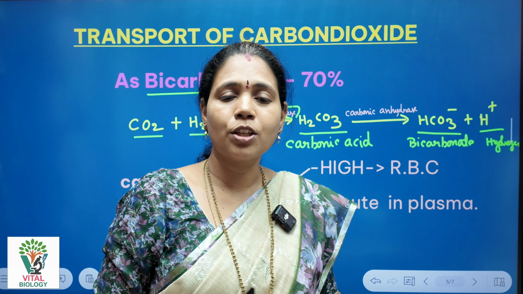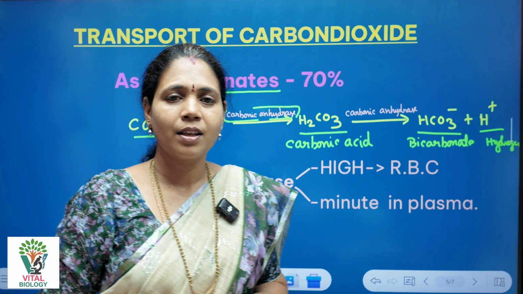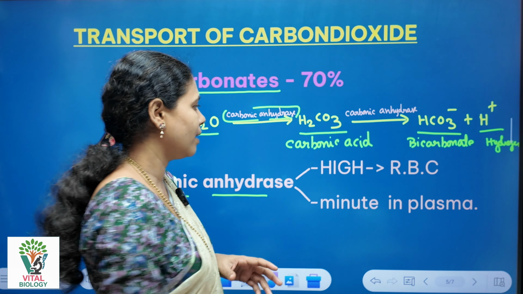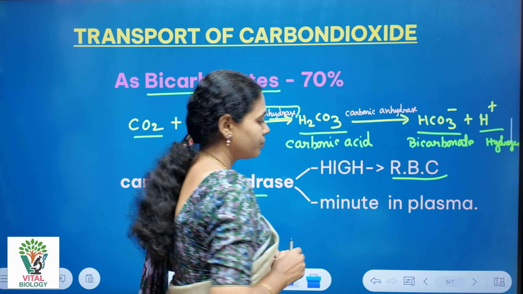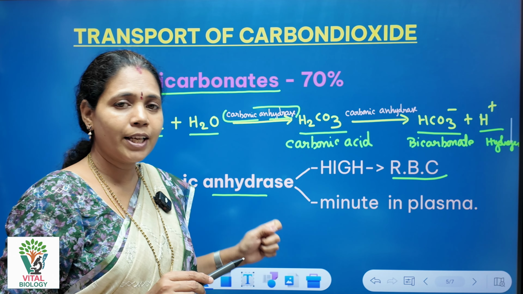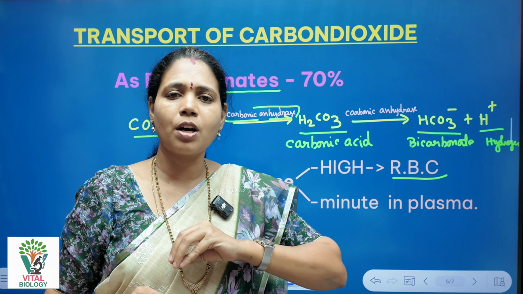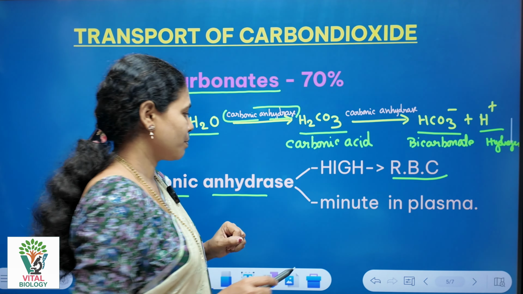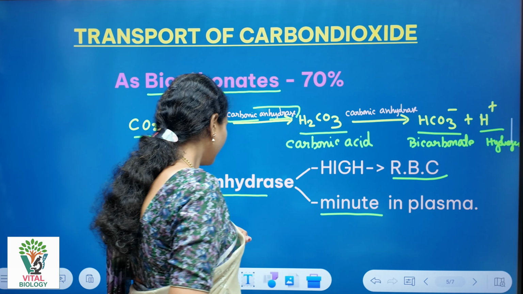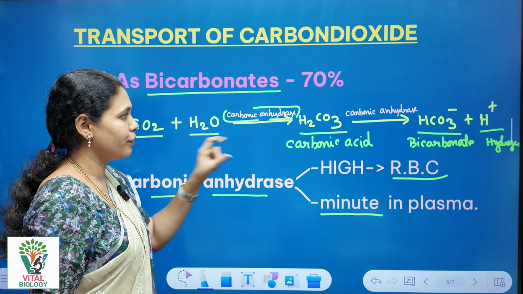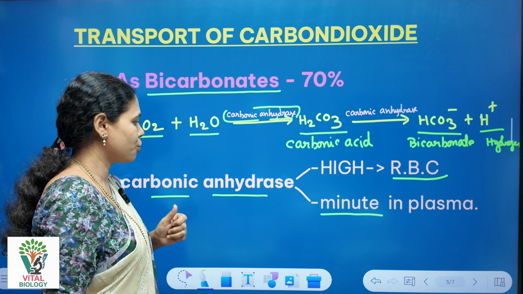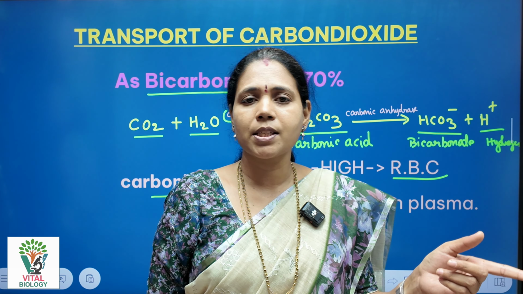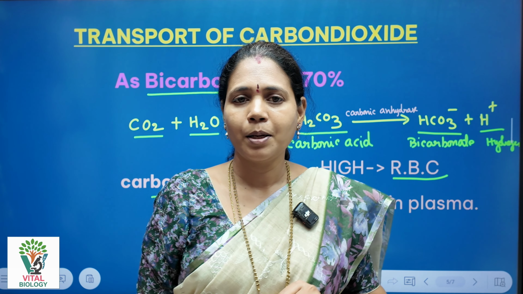And the specific nature of this carbonic anhydrase enzyme is that the concentration of this enzyme is very high in the RBC, whereas in plasma this enzyme will be present, but the concentrations are very low. Minute levels of the enzyme we can observe in the plasma. So this is a very important one. Once again, bicarbonate formation depends on the enzyme carbonic anhydrase, which is available more in RBC, but at very minute levels in the plasma.